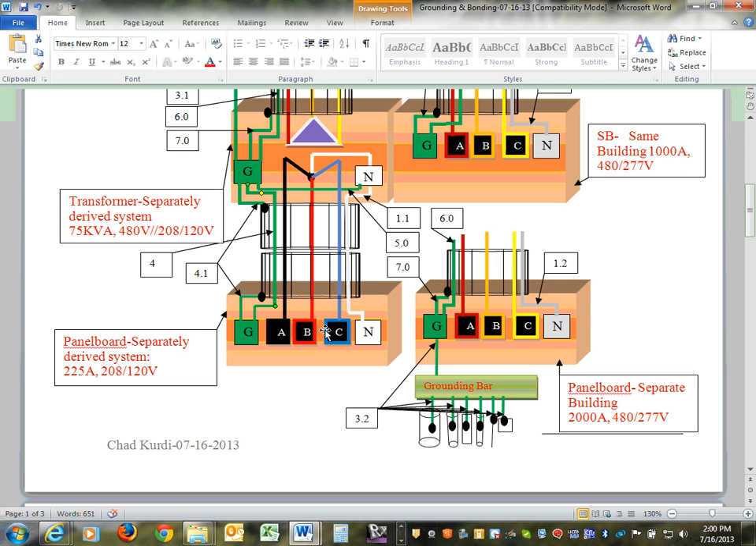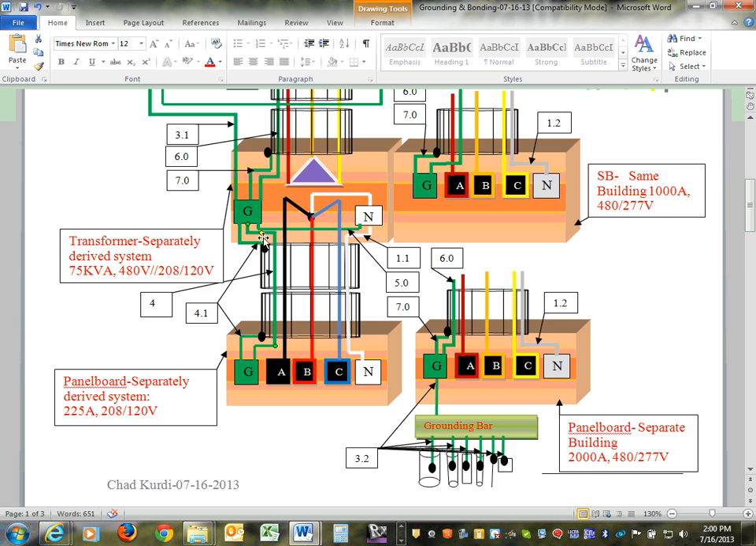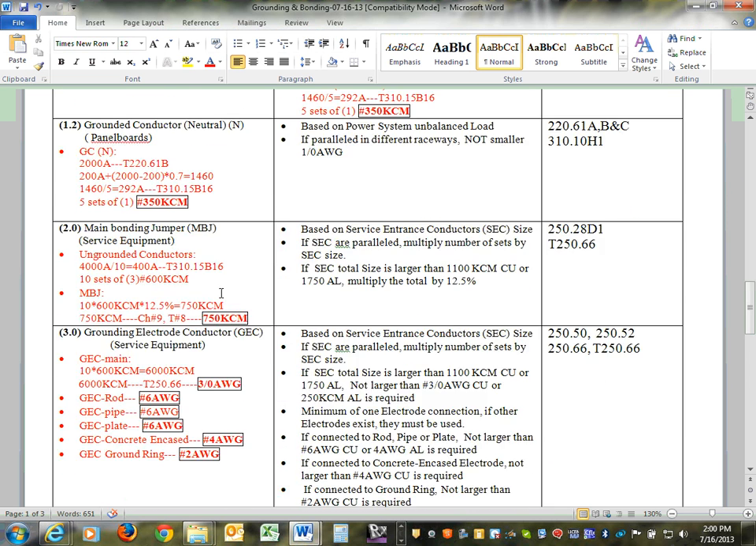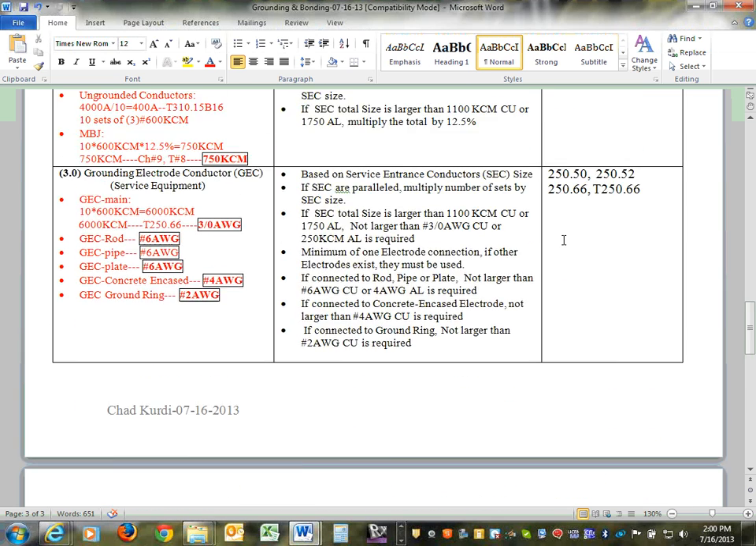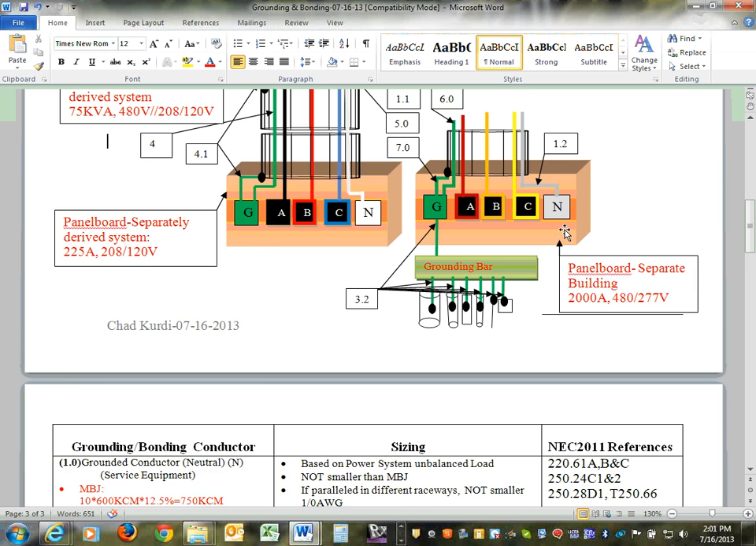And that was changed in 2011, guys. They brought in the naming business. Anything on the line side is called supply side bonding jumper. What the difference is, is the way we size it though. If it's supply side bonding jumper, then if you guys look at 4, you have to size it based on 250.66, exactly like the system bonding jumper. If it's equipment grounded conductor, you have to size it based on 250.122.